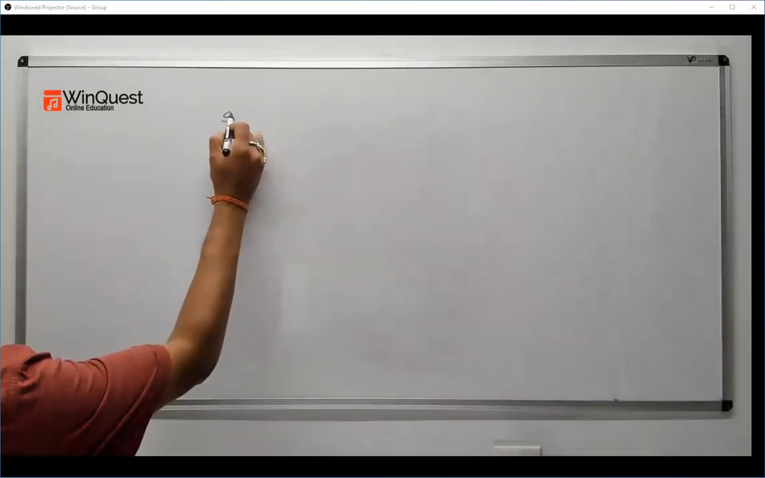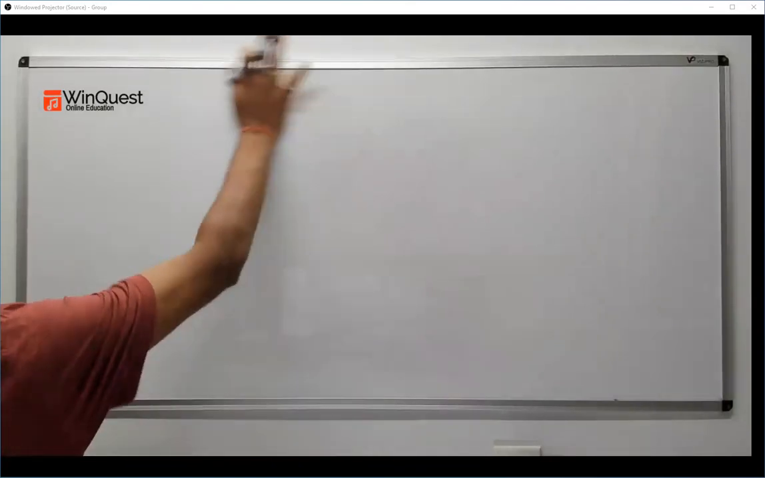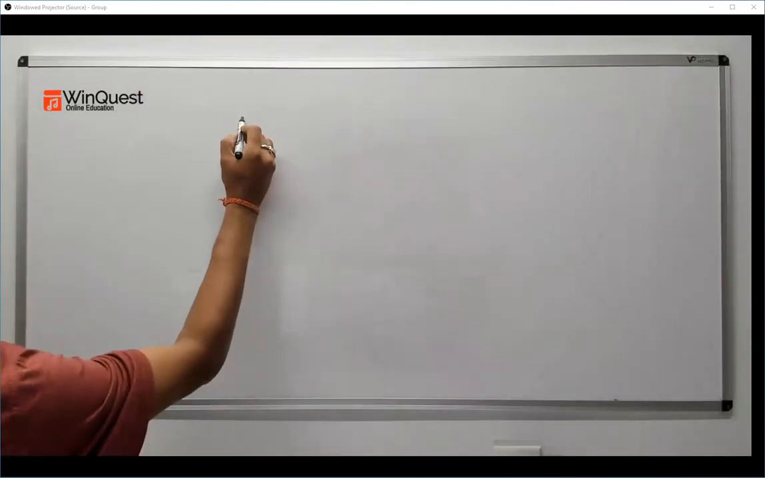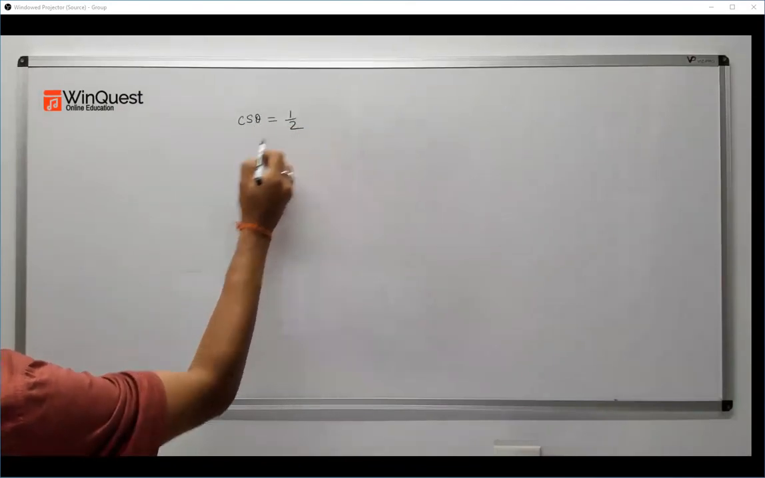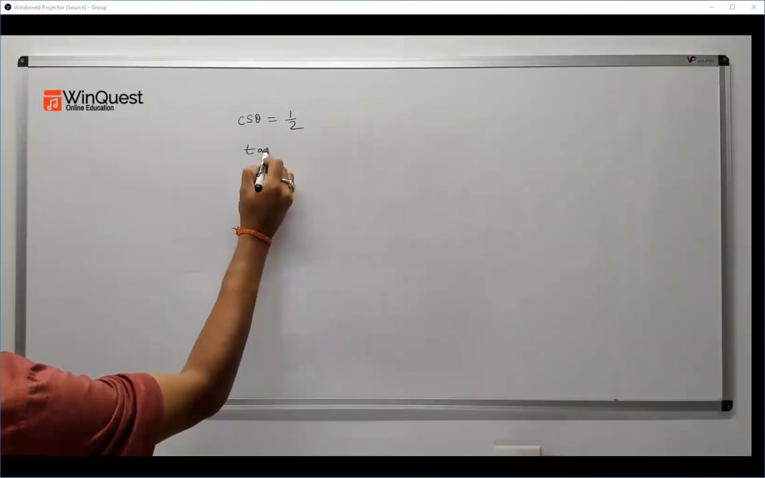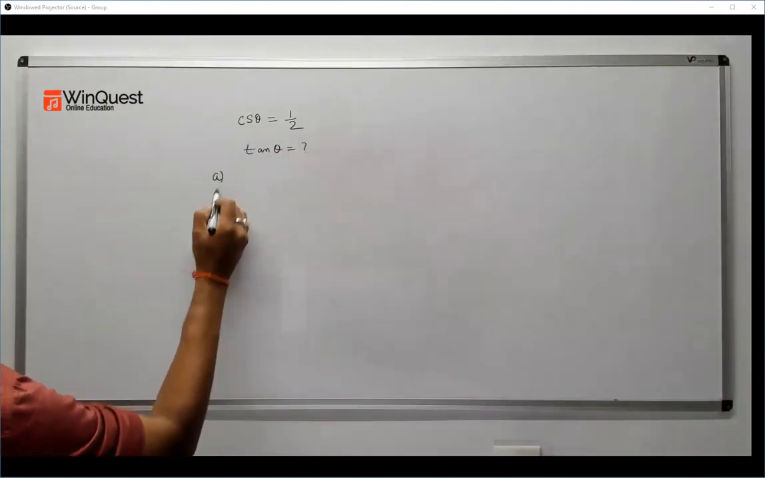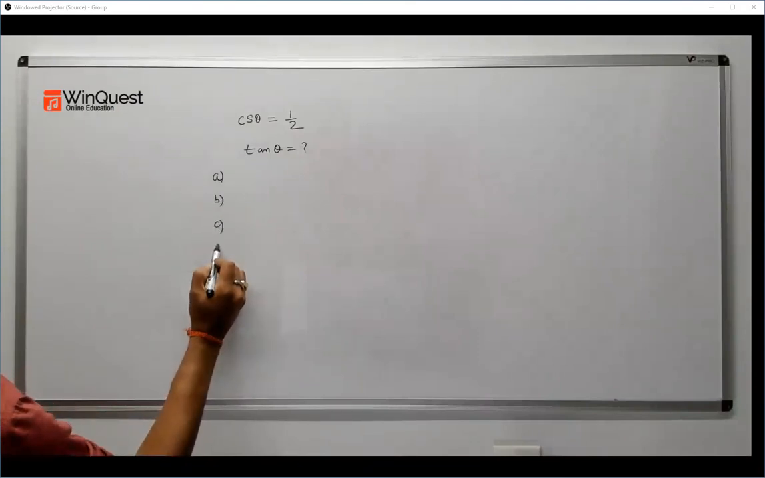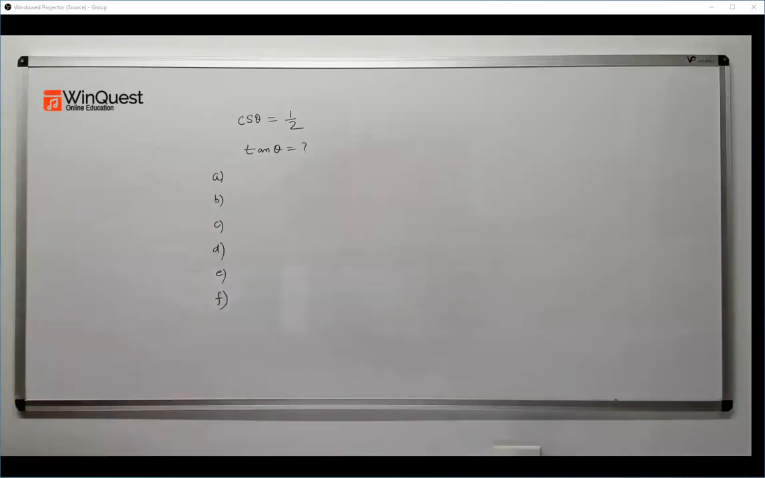Sine of theta has been given as, no, not sine. CSC theta is given as half. What is tan of theta equal to? Options A, B, C, D, E, F, whatever. I'm not writing it down.